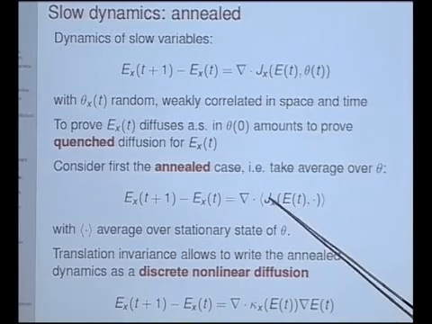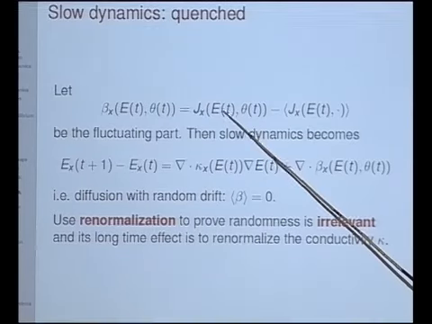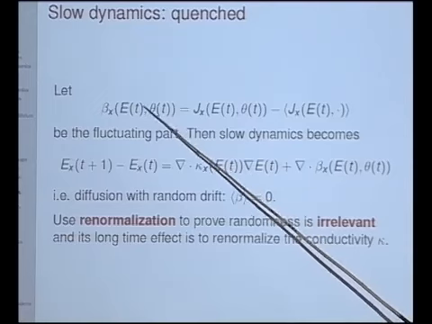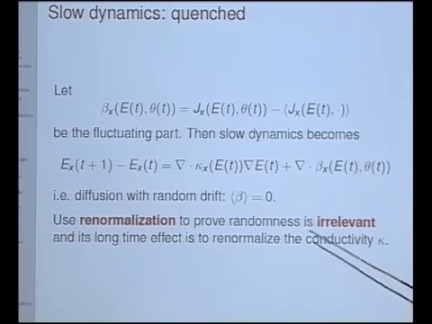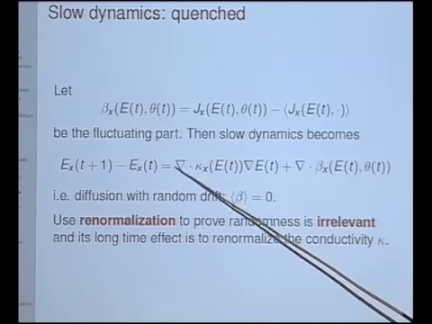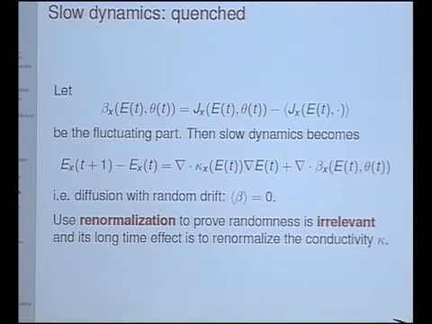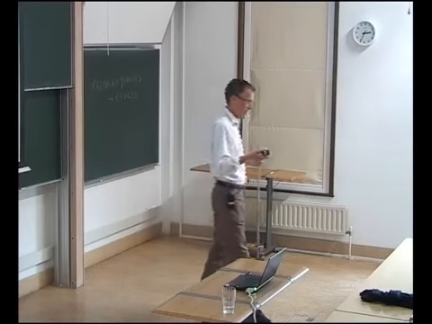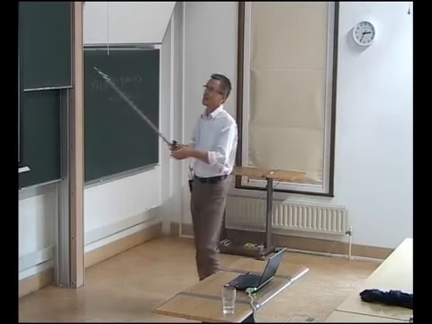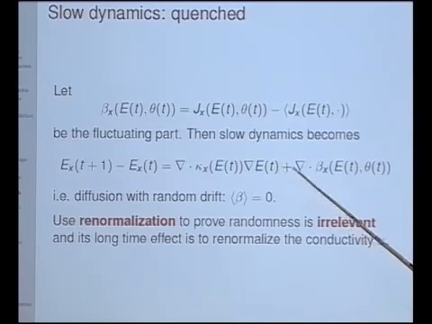Now, if I write the full thing here, in terms of the average and the rest, if I call the thing minus its average the fluctuating part, then my slow dynamics would be something like this. So I have an elliptic part, and I have a random drift. So this is what I start with.